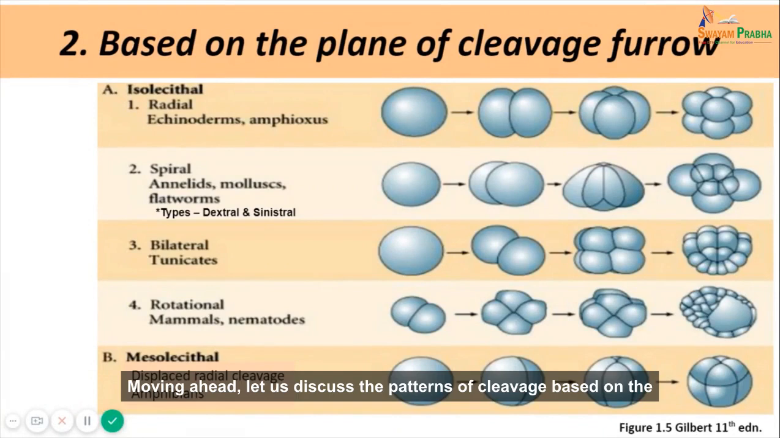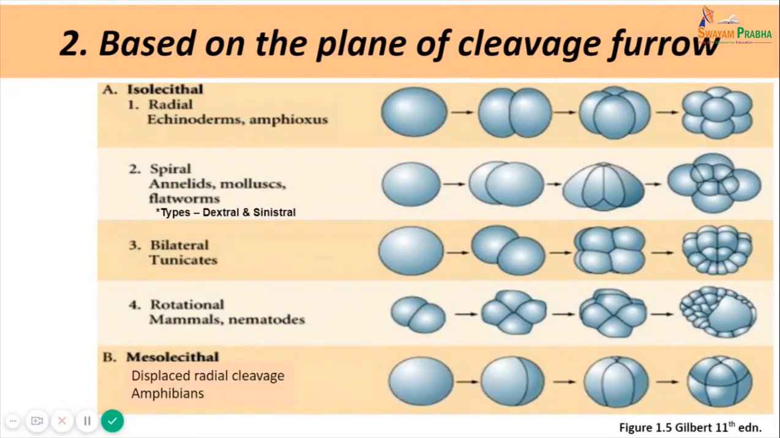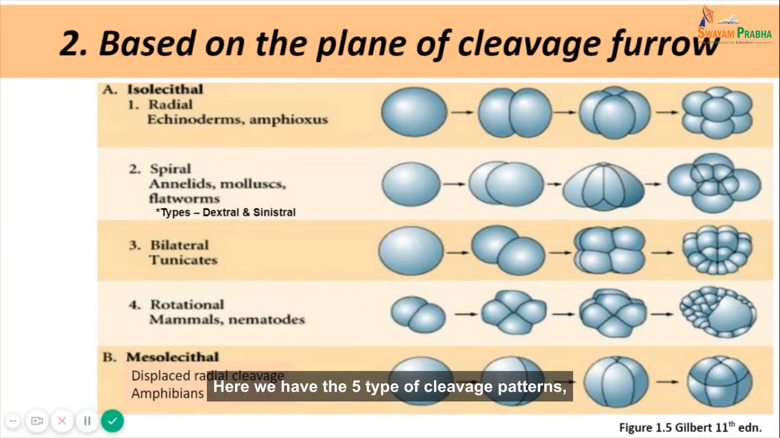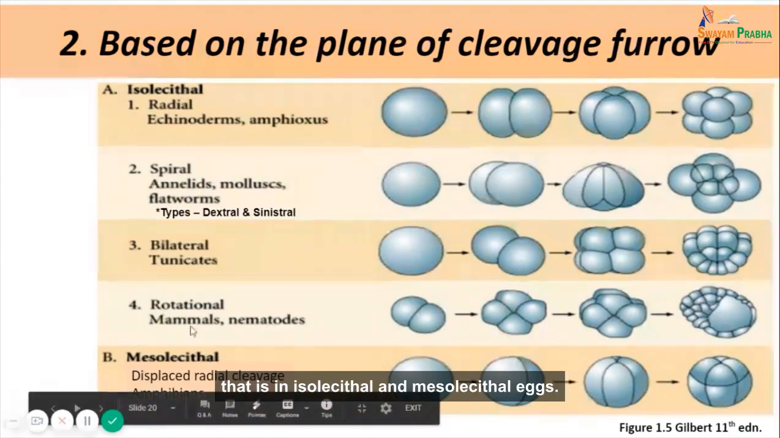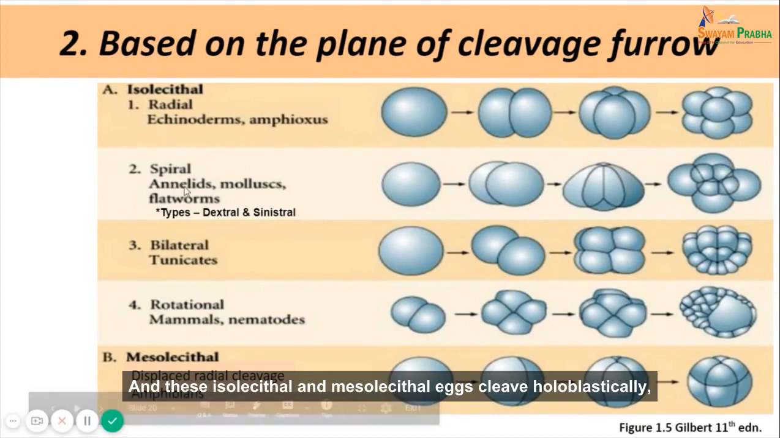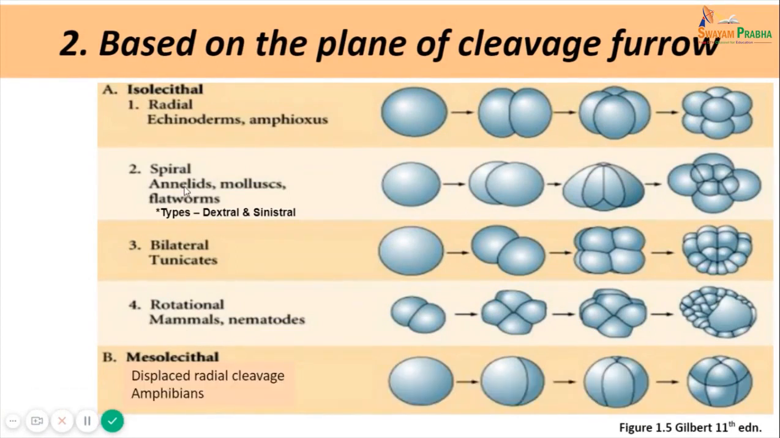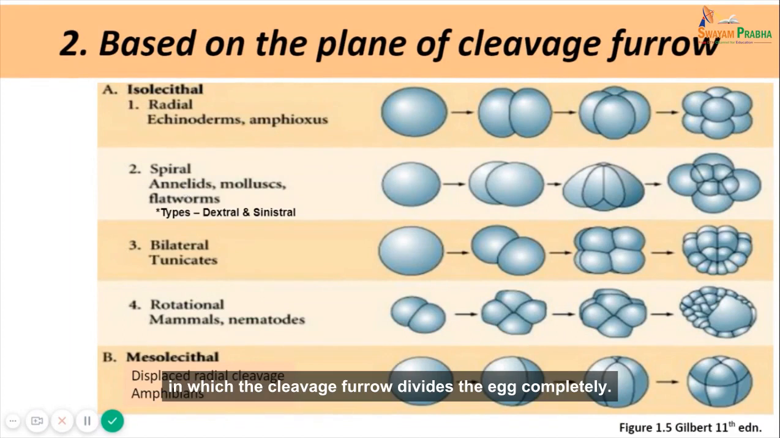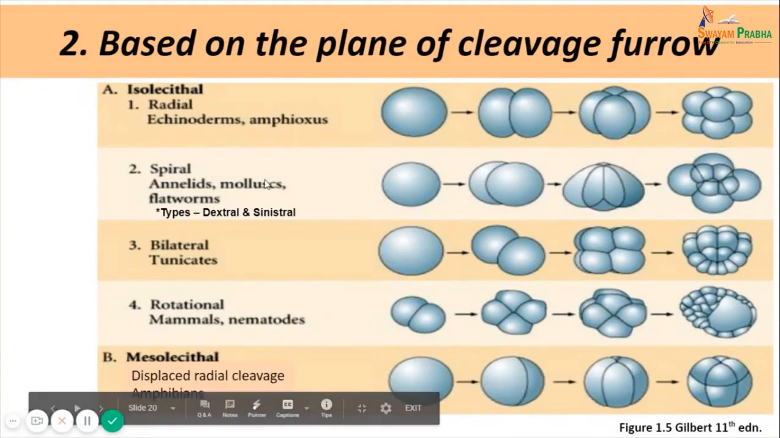Moving ahead, let us discuss the patterns of cleavage based on the plane of cleavage furrow. Here we have the 5 types of cleavage patterns which are seen mostly in the zygotes with relatively little yolk, that is in isolecithal and mesolecithal eggs. And these isolecithal and mesolecithal eggs cleave holoblastically, in which the cleavage furrow divides the egg completely. So we can say there are several types of cleavage symmetry which are seen in the holoblastic cleavage, that is the radial, spiral, bilateral, rotational, and displaced radial.